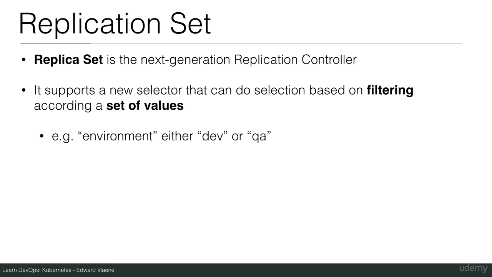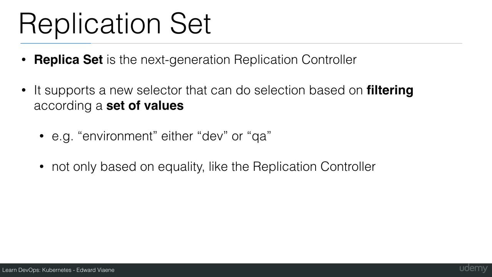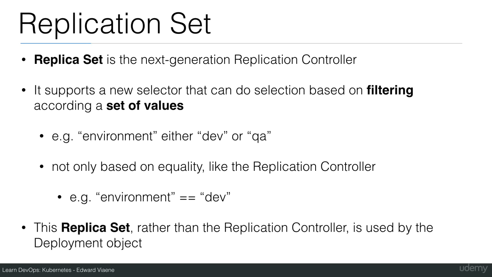For instance, the selection could be an environment is either going to be dev or QA, not only based on equality like the replication controller. In the replication controller, you could only say environment equals dev. You couldn't do anything more complex. With the replication set, you can do more complex matching. This replica set, rather than the replication controller, is used by the deployment object.